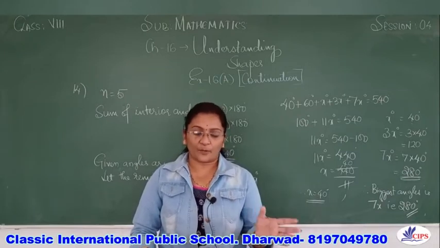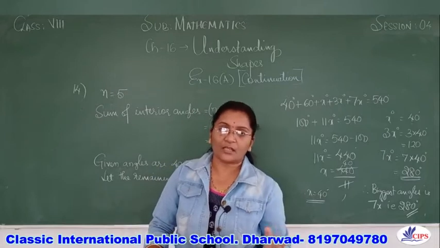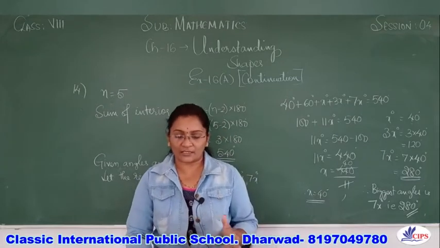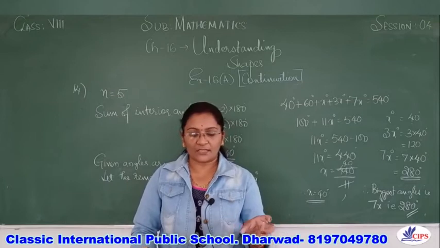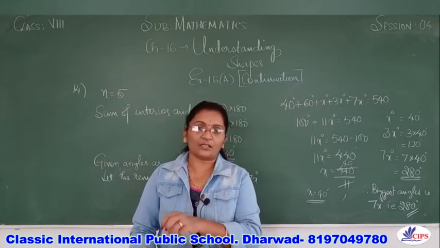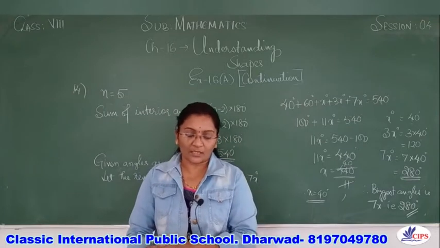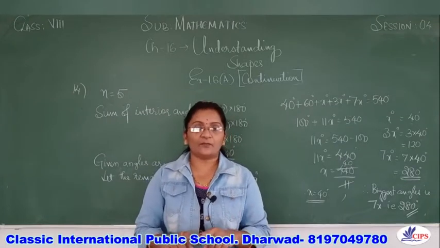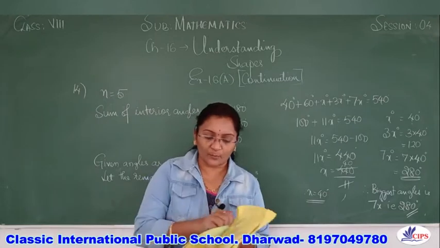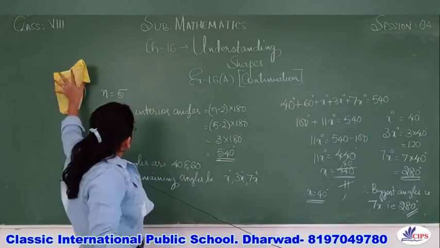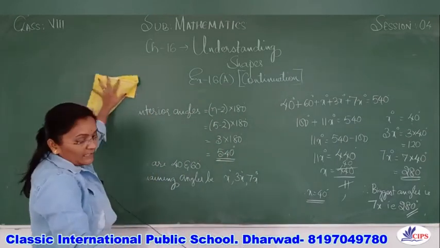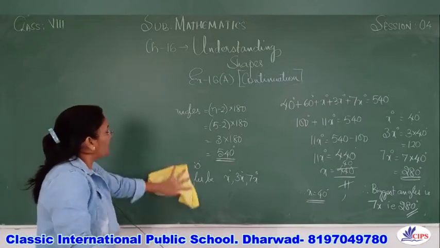So such types of polygons are called regular polygons. It may be a regular pentagon, regular hexagon, or regular octagon. All these regular polygons, which have all angles and all sides equal, are called regular polygons. Here below that they have given you a blue box. What does that blue box state? Please go through it. In that blue box they have given you formulas.